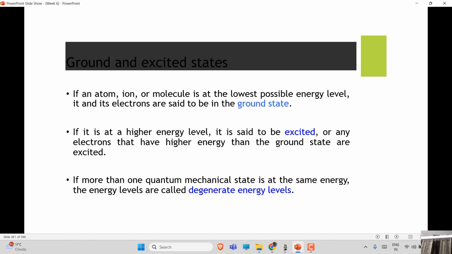Now, if an atom or ion or molecule is at the lowest possible energy level, it and its electrons are said to be in the ground state. If it is at a higher energy level, it is said to be excited, and any electrons that have higher energy than the ground state are excited. If more than one quantum mechanical state is at the same level, the energy levels are called degenerate energy levels.